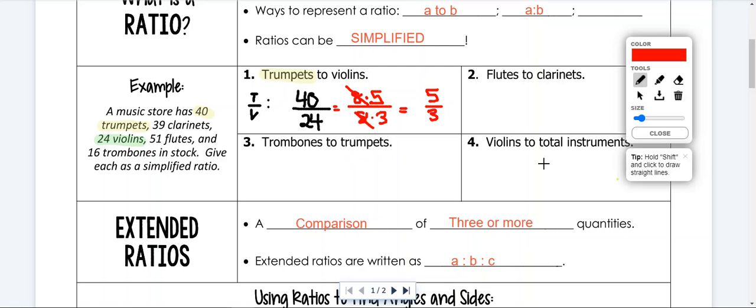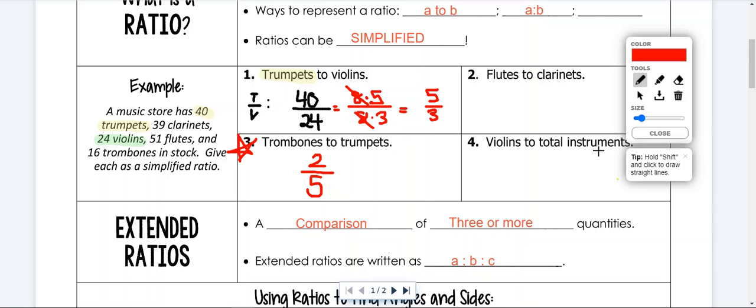Why don't you go ahead and try number 3 on your own? Give a shot to trombones and trumpets. So hopefully when you were solving this, you got 16 divided by 40, and you didn't leave it like that. You simplified it to 2/5. 2 trombones for every 5 trumpets. Can't confuse those two.